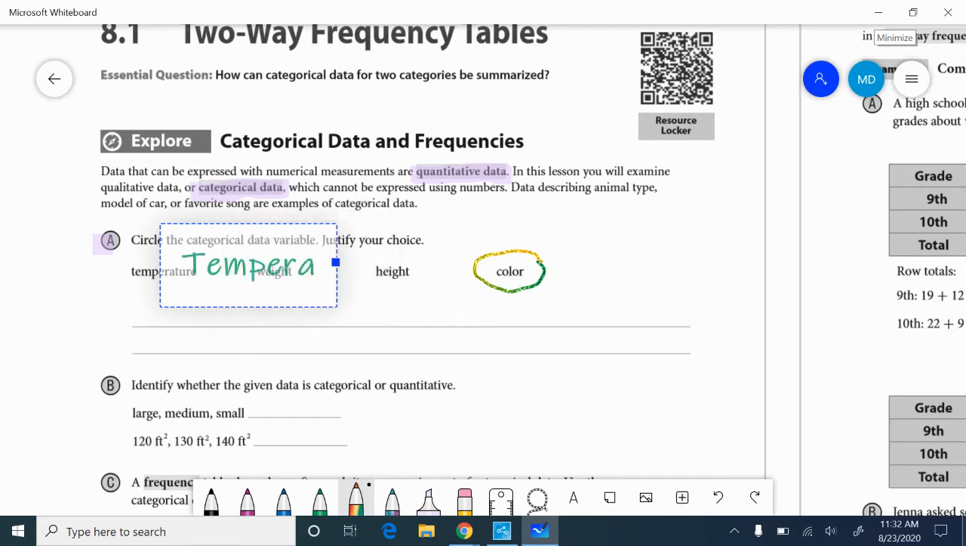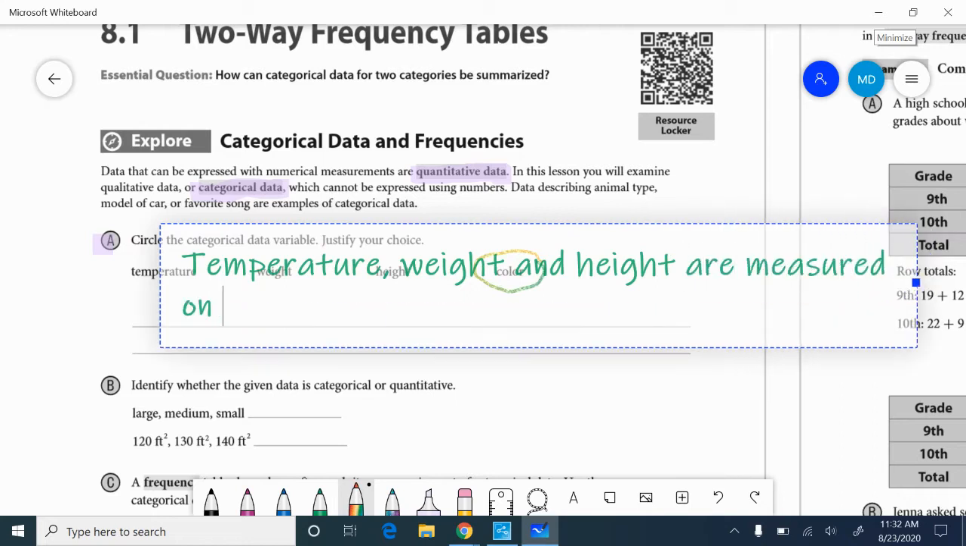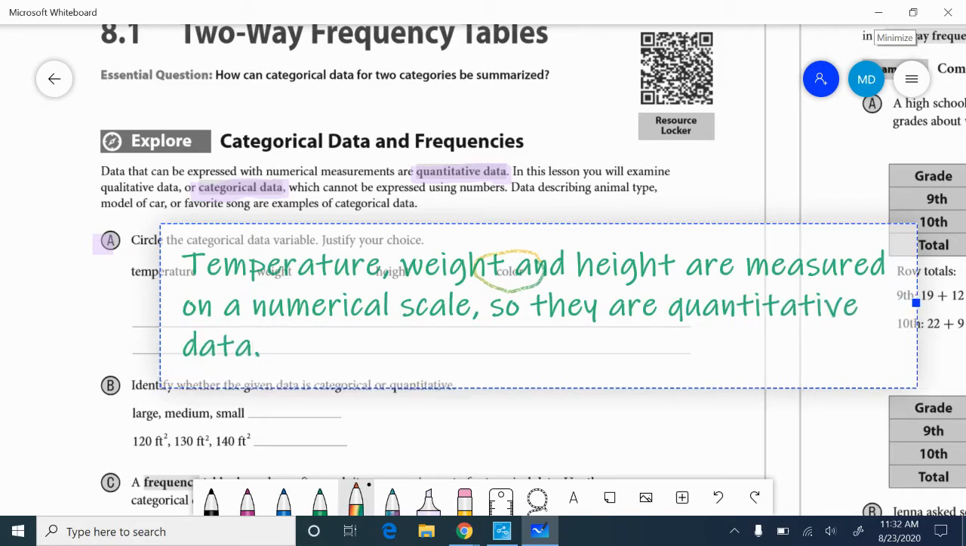Temperature, weight, and height are measured on a numerical scale. So they are quantitative data. Whereas color cannot be expressed numerically.